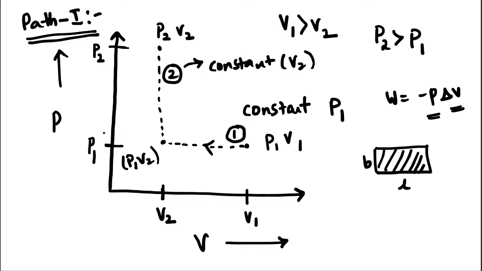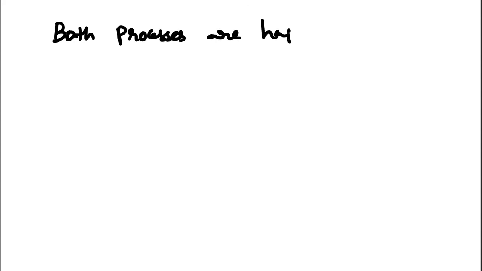So let's take the path process 1. The process 1 happened at constant pressure P1. So external pressure is also say P1. Why do I say external pressure P1? Here I said P1 as an internal pressure, that is system pressure. But how do I say P1 is an external pressure? So let's assume that both processes are happening reversibly. That means external pressure is almost equal to internal pressure.